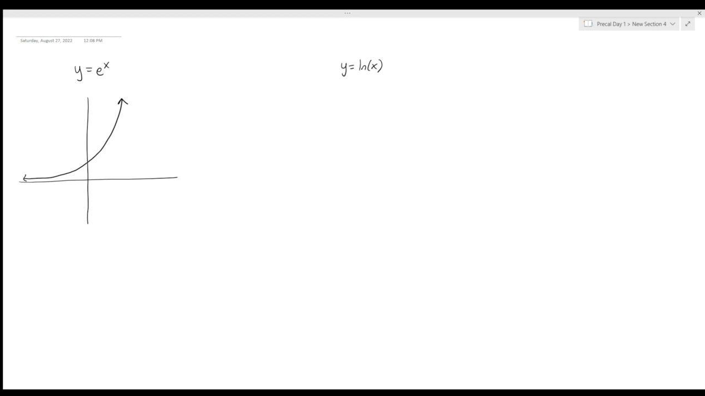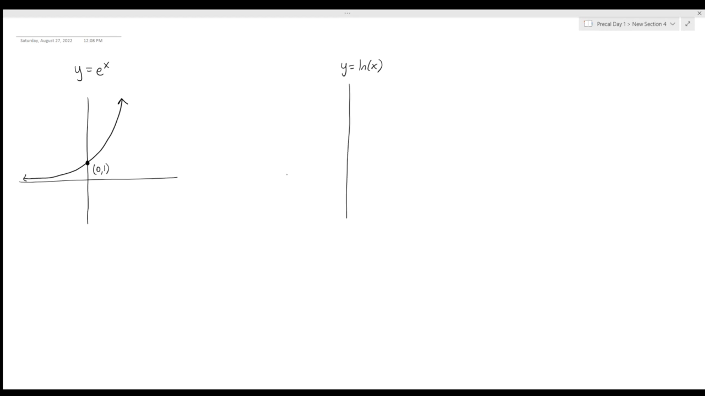And when x is 0, y is going to be equal to 1, because remember that any non-zero number raised to a power of 0 is considered to be equal to 1. So e to the 0 is 1, so that's why it passes through that point.